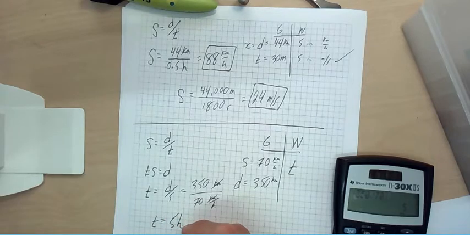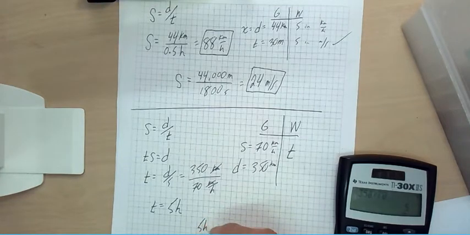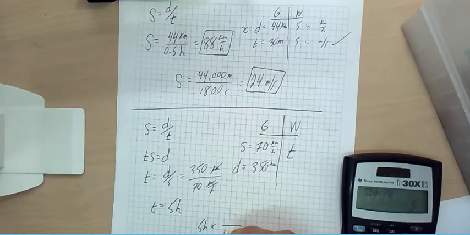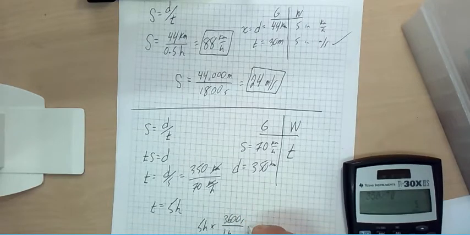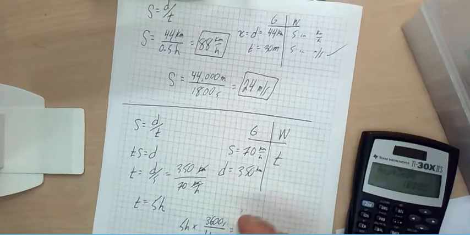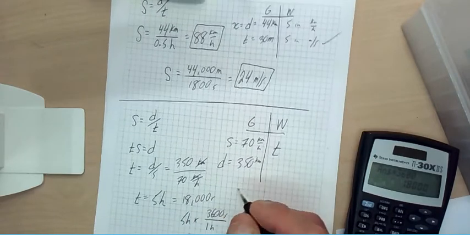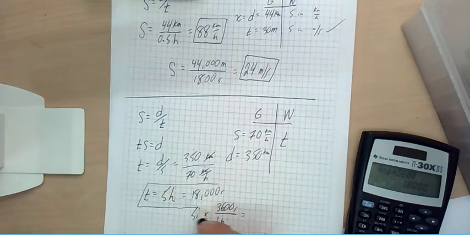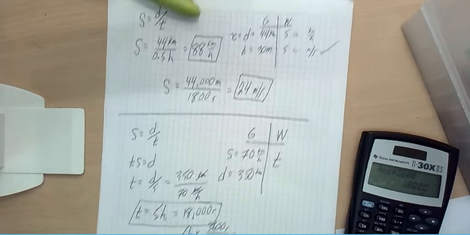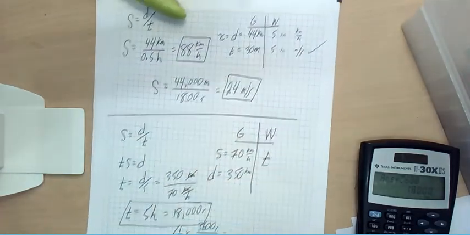5 hours. If I was being a real stickler and I wanted standard units, I would want that in seconds. And 5 hours times, well, 1 hour is 3,600 seconds. So 5 times 3,600 is 18,000 seconds. So 5 hours is 18,000 seconds. But 5 hours would be fine. I would give you full credit for 5 hours. That's fine, even though seconds are the standard unit. Notice I'm boxing my answers, and I'm solving things algebraically first. That's important.